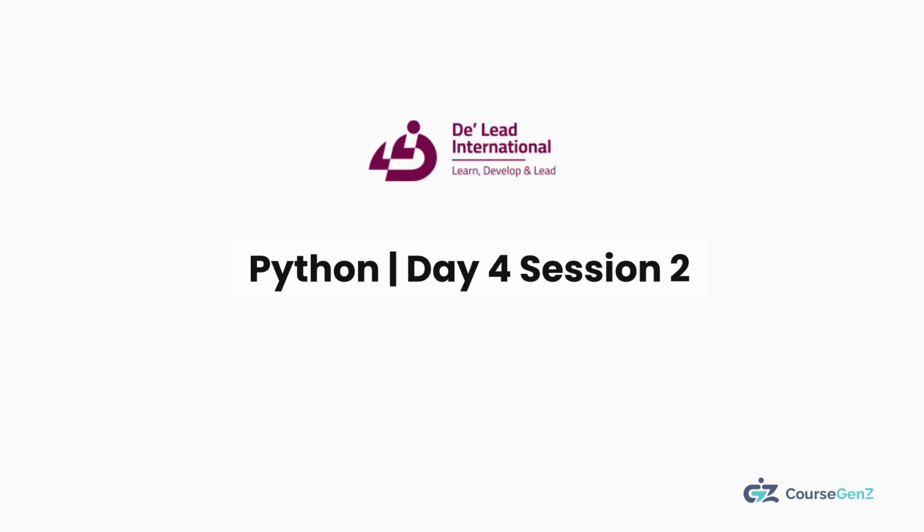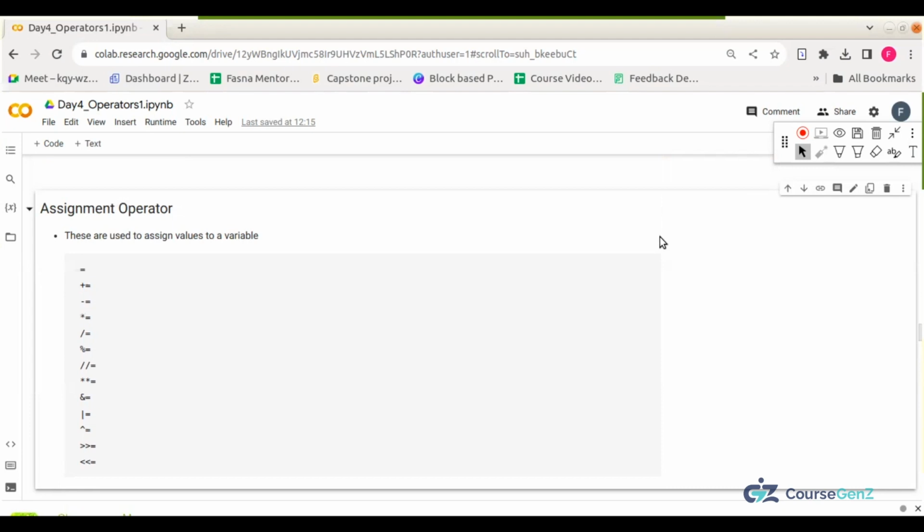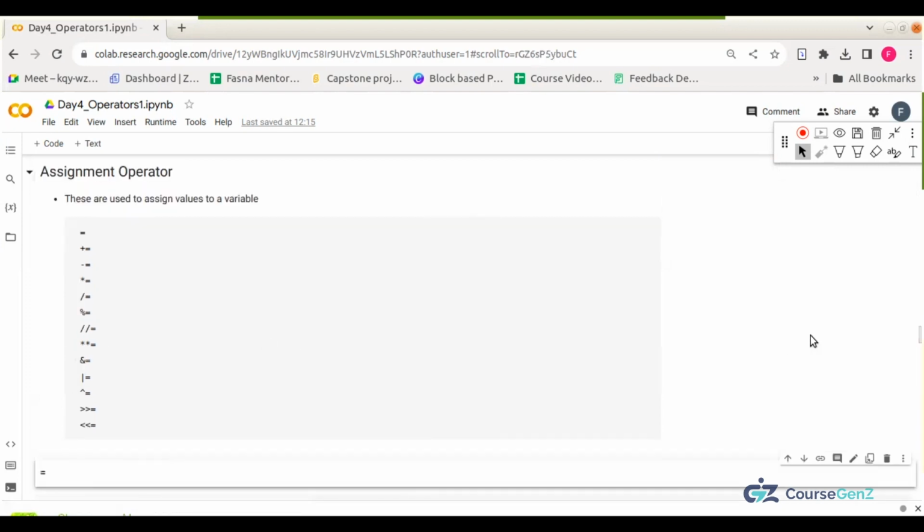The last session we learned about arithmetic operators. Here we are going to learn assignment operators. As you can see here, these are all assignment operators. Let me explain them one by one.